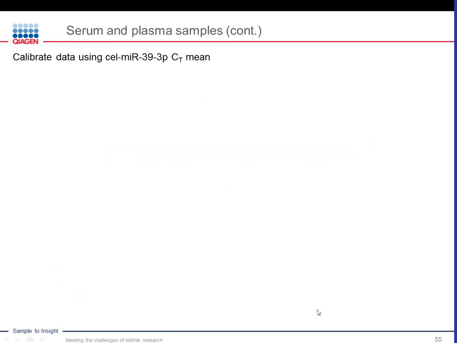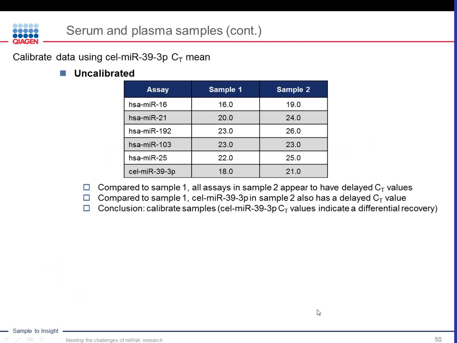So first off, calibration using the C. elegans miR39. You can only do this if you've spiked in the C. elegans mimic or the microRNAs serum plasma spike-in control during biofluid sample preparation. And basically, the assay targets the C. elegans and can account for any differences during the total RNA isolation procedure.